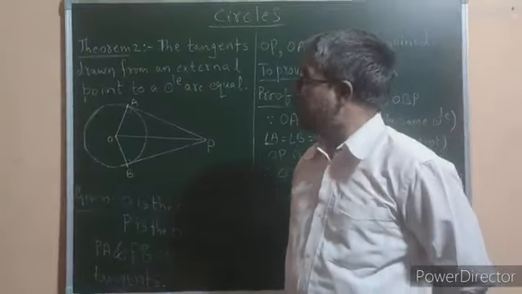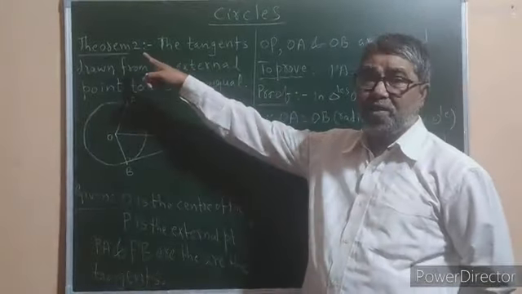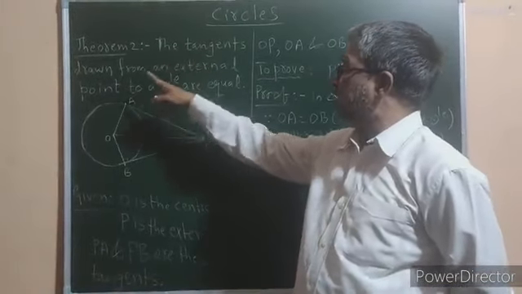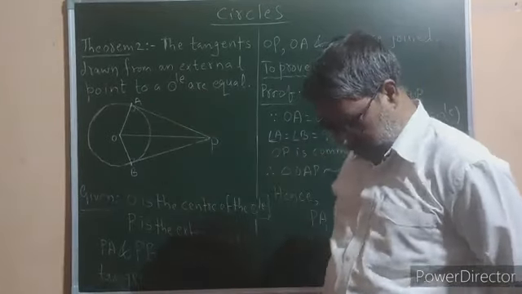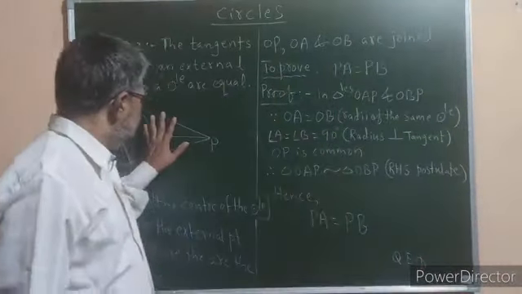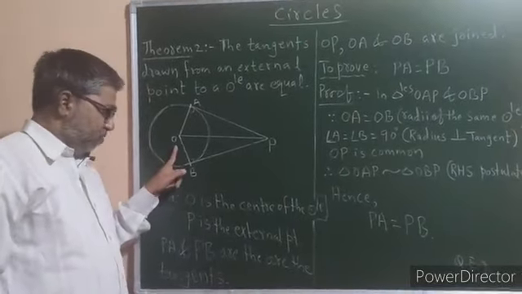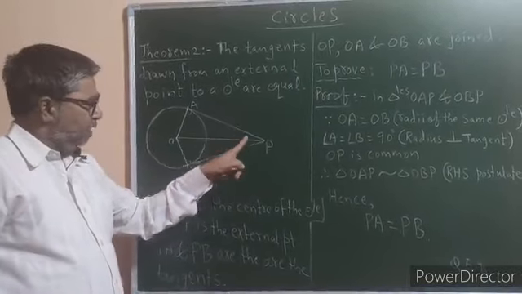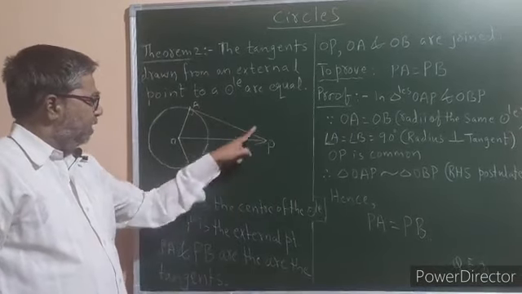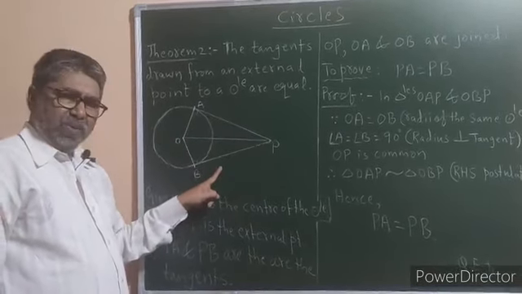Coming to the second theorem, the statement is: the tangents drawn from an external point to a circle are equal. This is what we have to prove. So here is the figure. O is the center of the circle, P is an external point. Two tangents from P are drawn to the circle, one is PA and another one is PB.